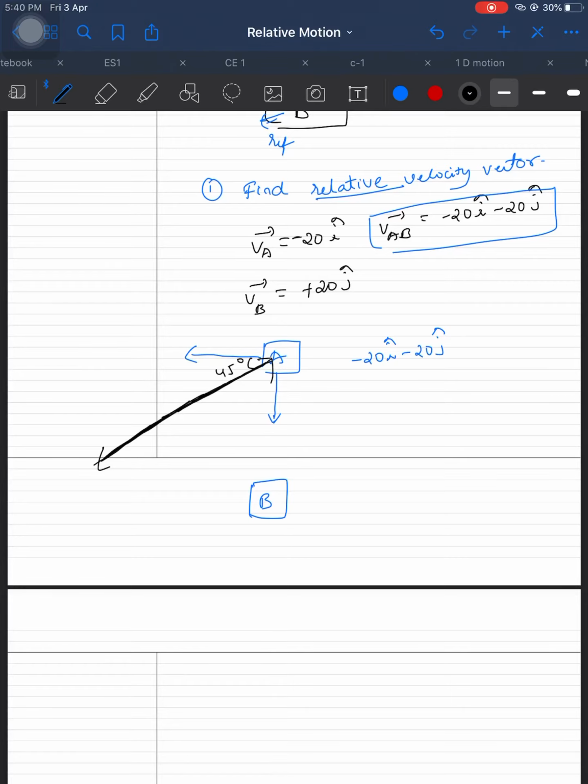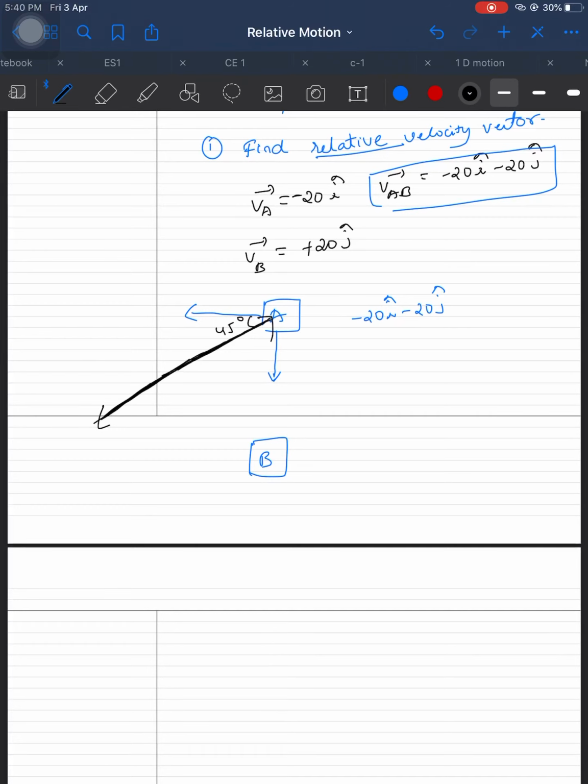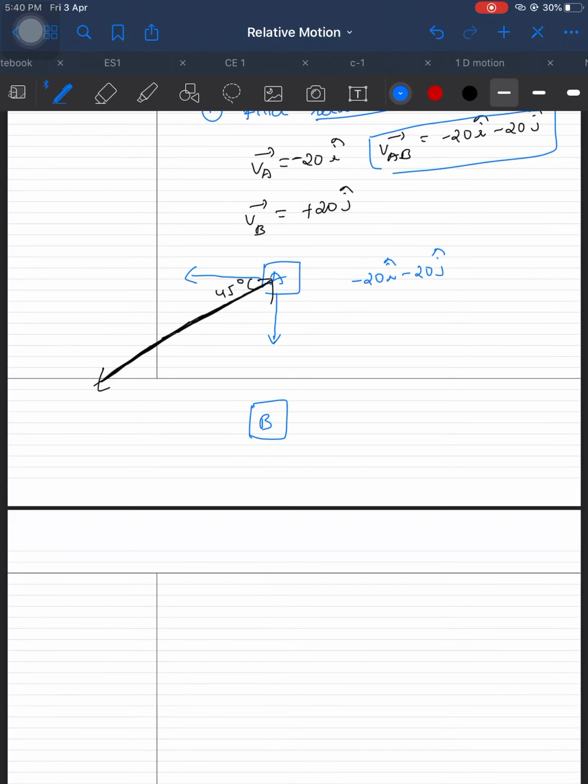Now, where will the minimum distance be? A is moving in this direction. How do we get the minimum distance? To get the minimum distance, the next step is to draw a perpendicular from the reference body to the relative velocity vector.